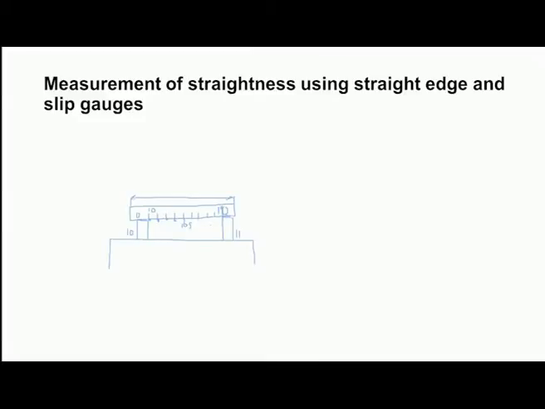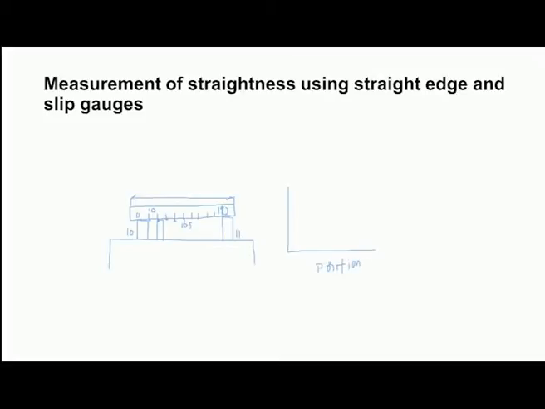Now, we have to insert the slip gauges at all these points, measure what the actual height is, and then we can draw the graph. So, this is the position on the workpiece surface.